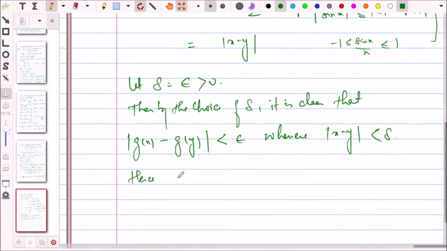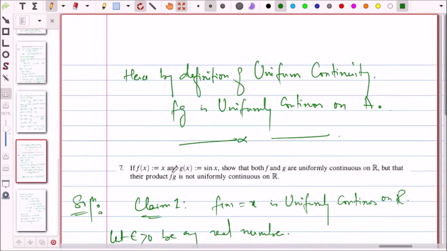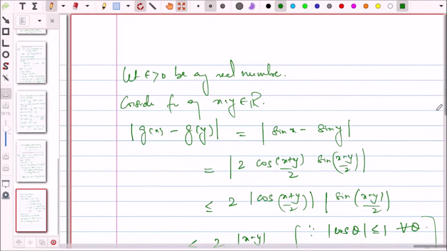Hence g is uniformly continuous on R. So we have shown that f(x) = x is uniformly continuous on R, and we have also shown that g(x) = sin x is uniformly continuous on R. Now we have to show that their product is not uniformly continuous on R. So we will have to take two sequences xn and yn such that the difference converges to 0, but the corresponding |fg(xn) − fg(yn)| should be greater than or equal to ε0 for some ε0 > 0.